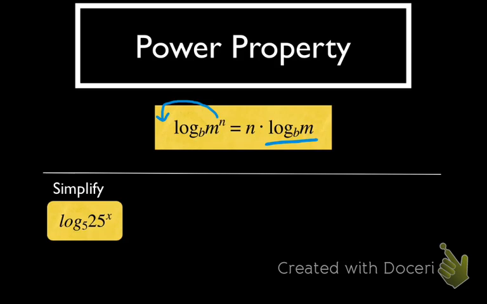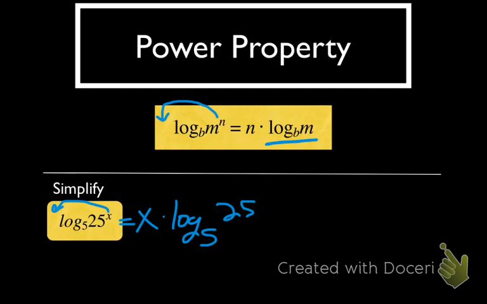In this example, log base 5 of 25 to the x, I'm going to kick that x out in front of the logarithm. So this is x times log base 5 of 25. And if it says simplify, the nice thing is I'm not worried about the x. I can't simplify the x anymore. But log base 5 of 25, I know how to evaluate that. I can turn that into some nice little number, hopefully.